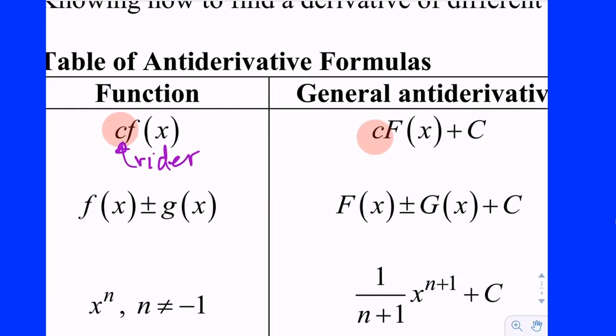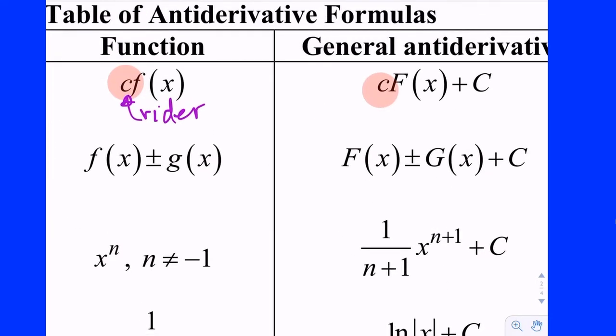Just like when we're taking the derivatives, if we have multiple terms, whether they're added or subtracted, you can think of those as miniature problems. And you could just focus on each term one at a time, take their antiderivatives, and then add them together, of course, putting plus c at the end.